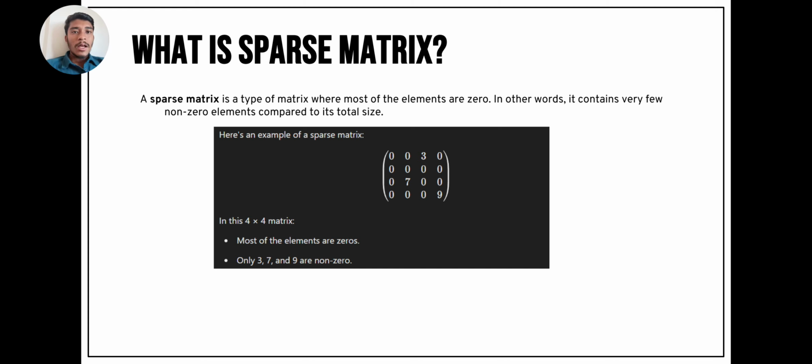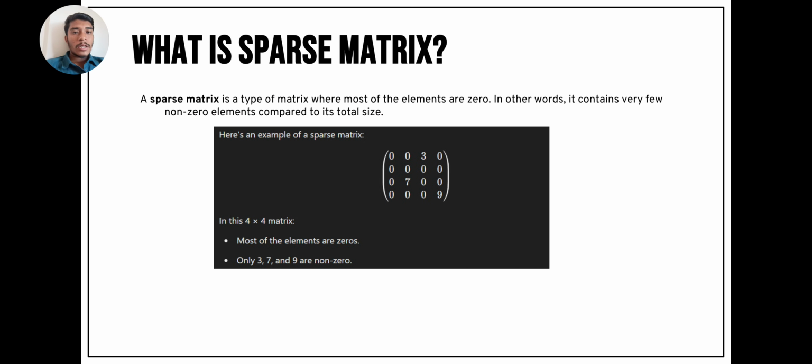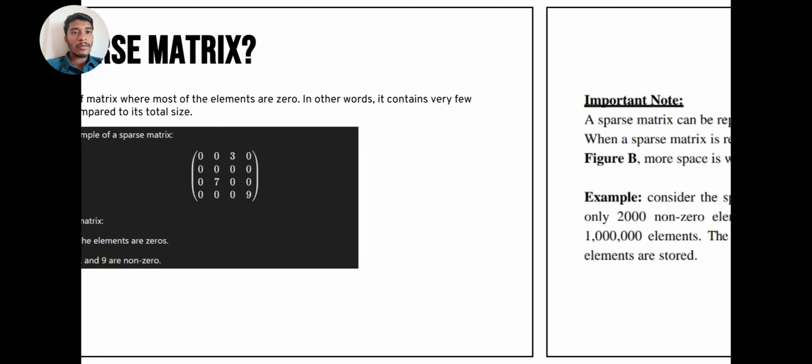Here is an example of a sparse matrix. It is a 4 by 4 matrix. Most of the elements are zeros. Only 3, 7, 9: in the first row 3, in the third row 7, and in the fourth row 9 are the only non-zero elements. So few of them are non-zero.